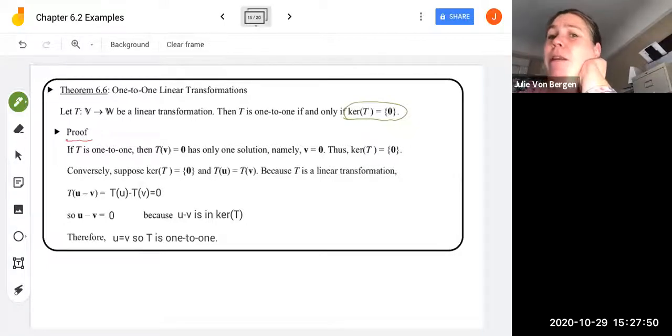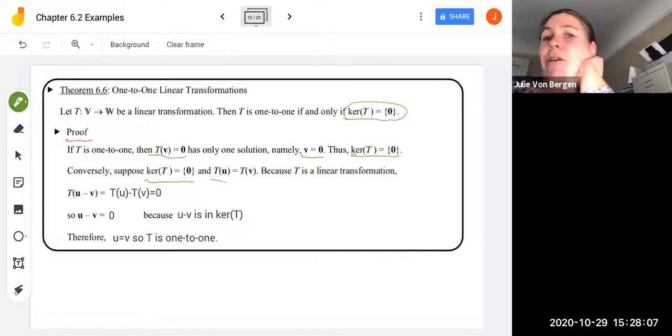If T is one-to-one, then T of V equals 0 has only one solution, namely V equals 0. Thus, the kernel of T equals the 0 vector. All right, conversely, suppose the kernel of T equals the 0 vector and T of U equals T of V.